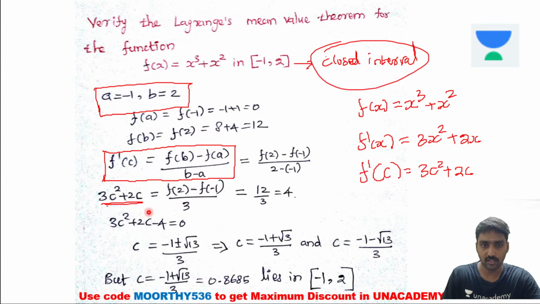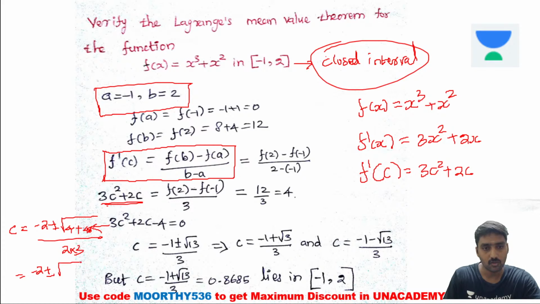Now take this value 4 onto the LHS side. 3c square plus 2c minus 4 is equal to 0. So we need to use the plus or minus formula, as per the quadratic equation, minus b plus or minus root of b square minus 4ac. c is equal to minus 2 plus or minus root of 4 plus 48, since 12 into 4 is 48, divided by 2a, that is 2 into 3. Now it's minus 2 plus or minus root of 52 divided by 6.